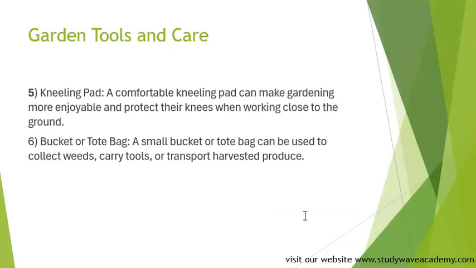We have the kneeling pad. A comfortable kneeling pad you can put down when you want to kneel down to take care of your garden, to work closely to the ground. We have a bucket or tote bag. A small bucket or tote bag can be used to collect weeds, carry tools, or transport harvested products. All these are gardening tools. We can use baskets too, when we finish collecting our weeds, we put them inside, or for carrying our tools for gardening, or transporting the products we got from gardening, right? So it's also a tool.